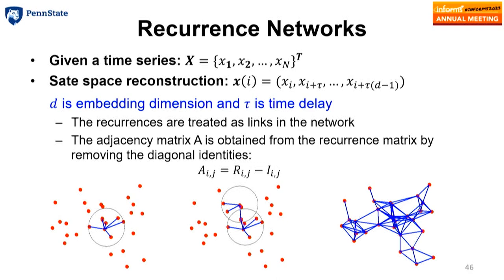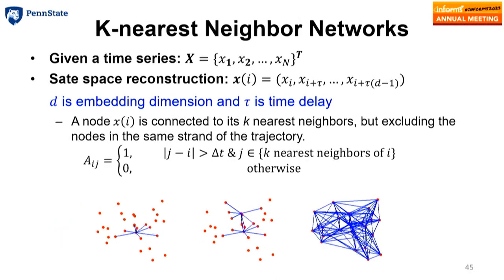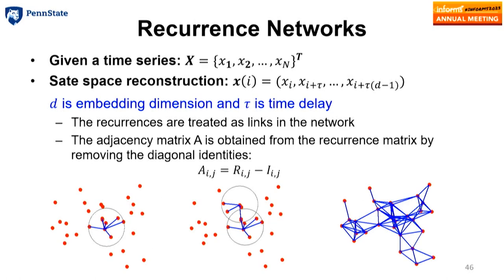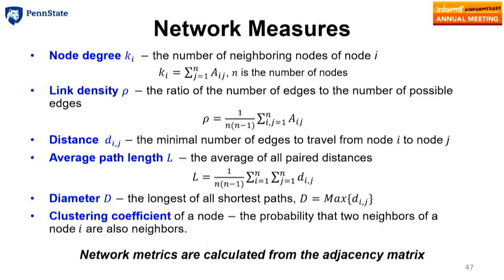However, previously the number of neighbors is fixed for every node, because every node gets k neighbors. But this one is based on recurrence. That means if we draw a ball around this state, we will be able to find the neighbors. But in a different area, we might find fewer neighbors. So the recurrences are treated as links in the network, and the adjacency matrix is obtained from the recurrence matrix by removing the diagonal identities. Okay, so this is the recurrence network.